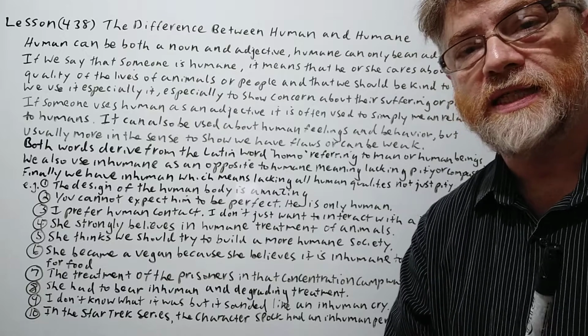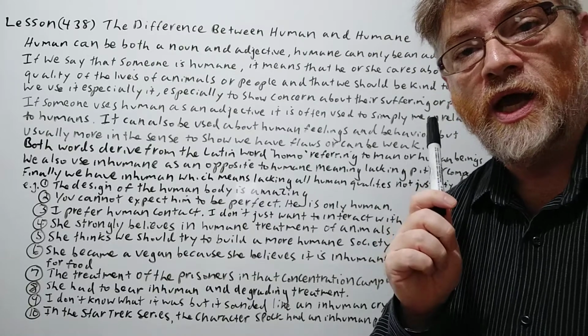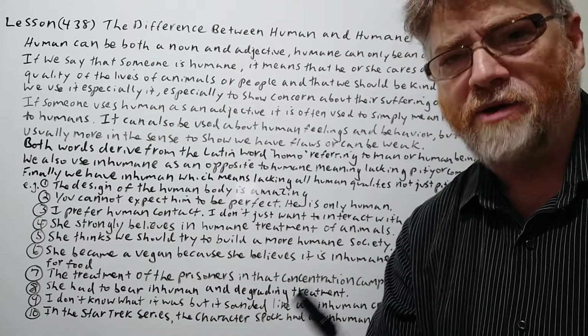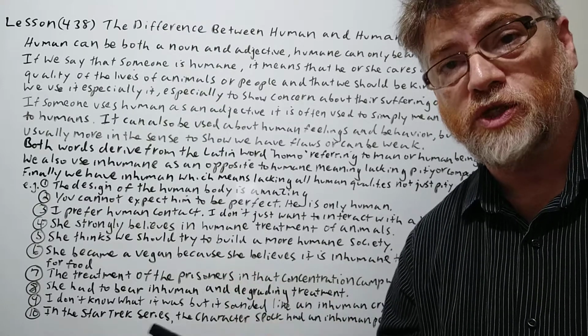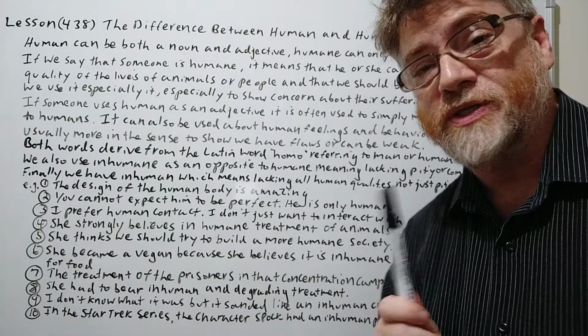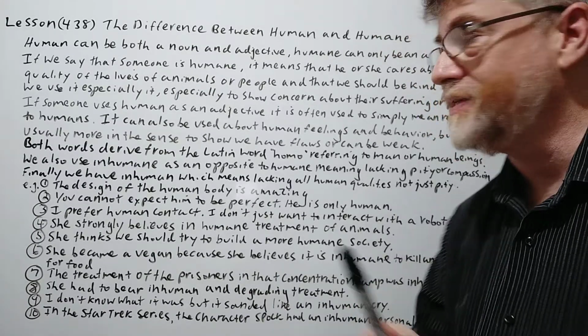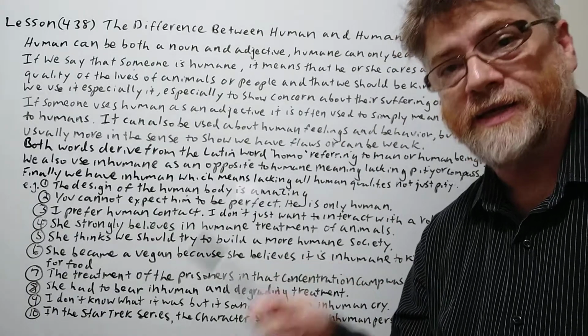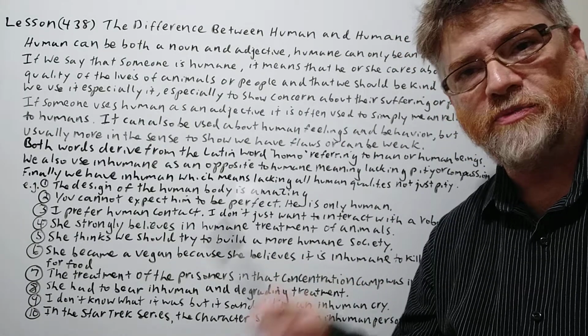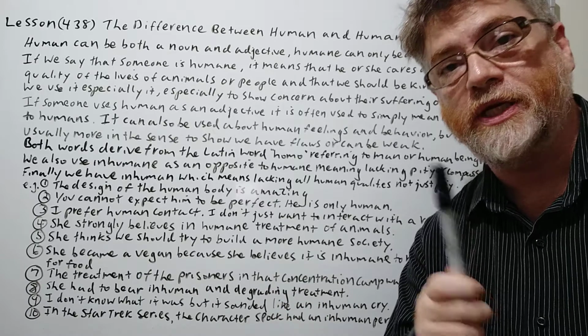The title of today's lesson is the difference between human and humane. Students sometimes get mixed up and ask what the difference is between these two. One of the first things you should notice is that, remember, with the E at the end, that is humane. Sometimes students see humane and still pronounce it as human.